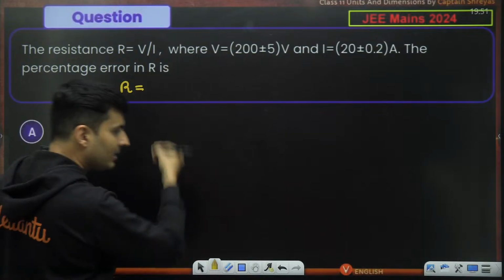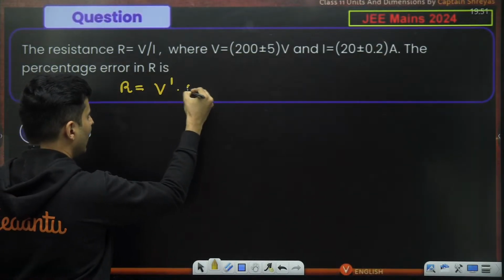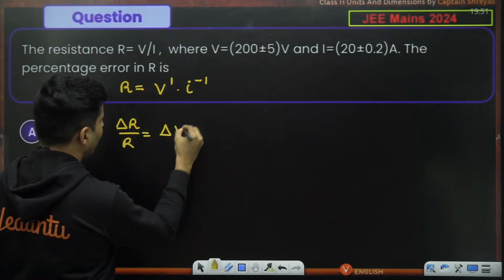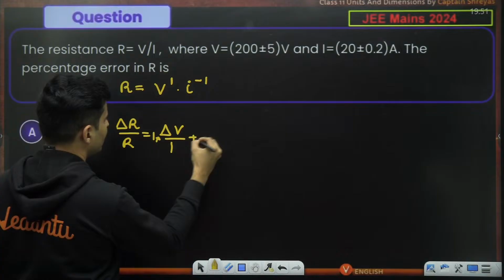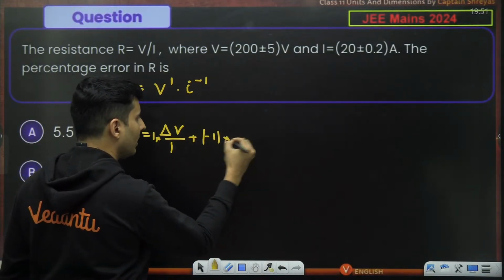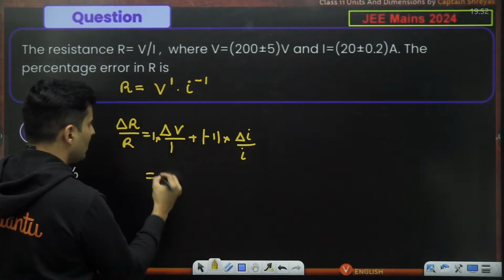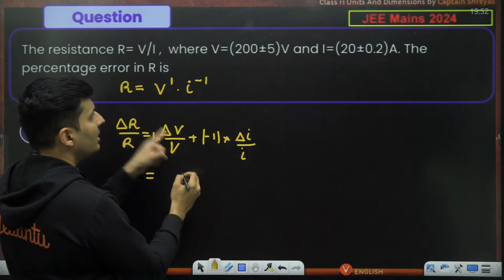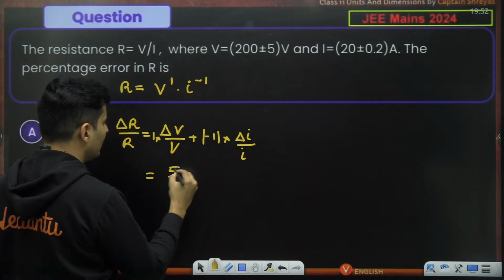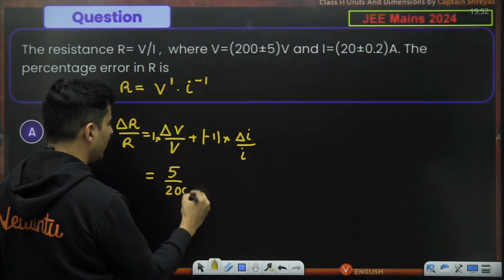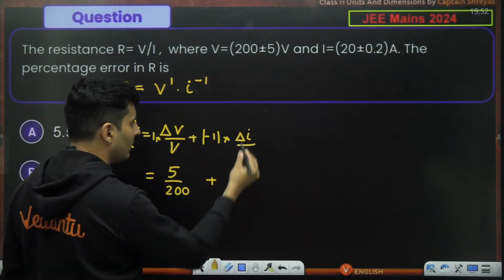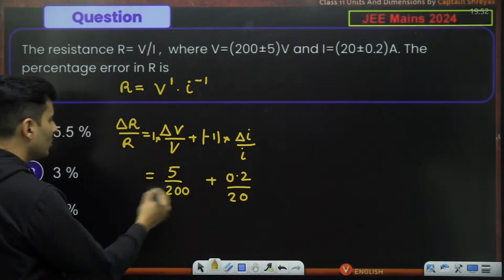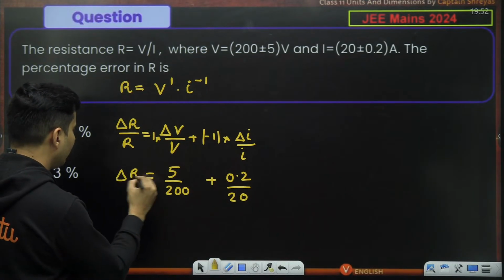So technically, if you express it in the power form, it is voltage raised to 1 and current raised to -1. So the relative error in resistance is the relative error in voltage one time, plus the modulus of -1 only, you should take, and the relative error in the current. Always take the mod of the powers. So for voltage, 5 is the absolute error, most likely value is 200, plus modulus of -1 is 1 only, error in the current is 0.2, and most likely current is 20.